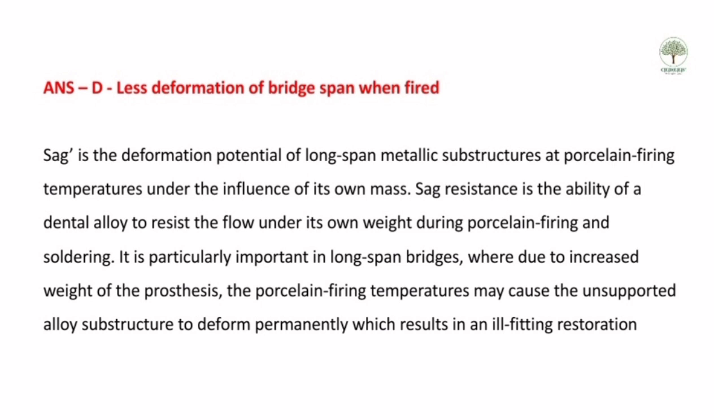So the options again: flow of metal under functional loads, no, there will not be flow because the sag is low. Second, high abrasion resistance. Now sag has nothing to do with abrasion resistance, it has to do with bending. Option C is less deformation of the bridge when span is fired. Now this holds good. Option D is poor metal ceramic bond strength. Nothing to do again with bond strength.